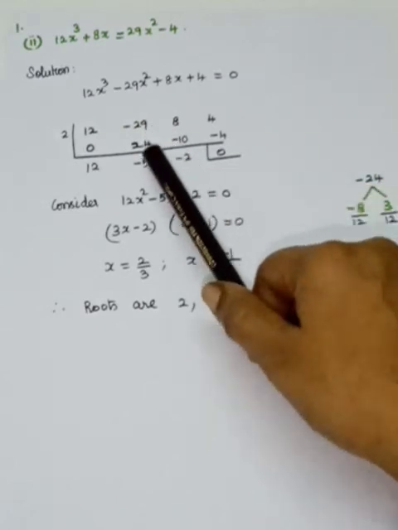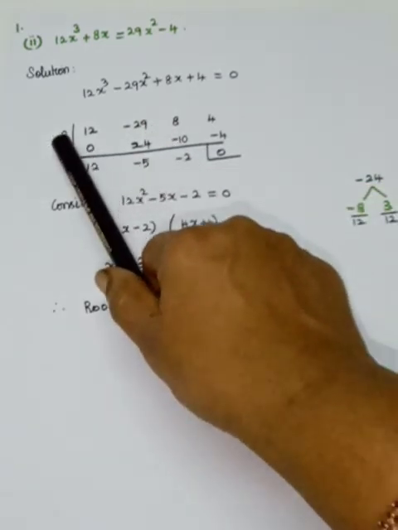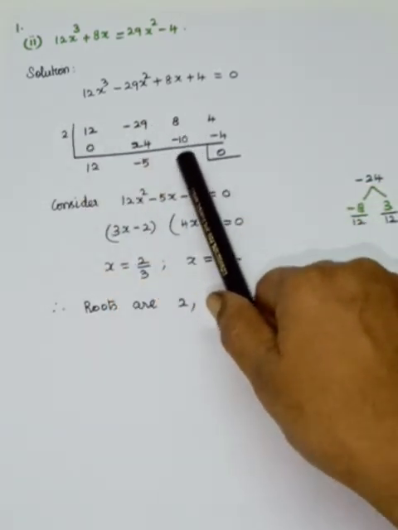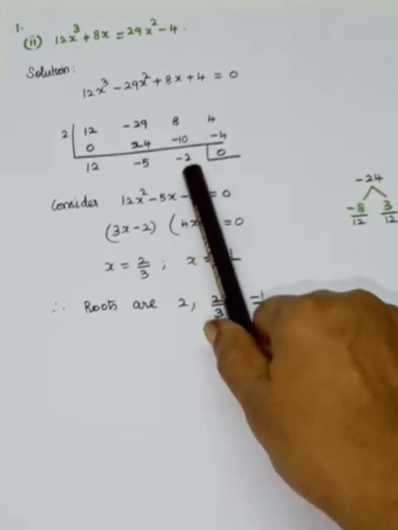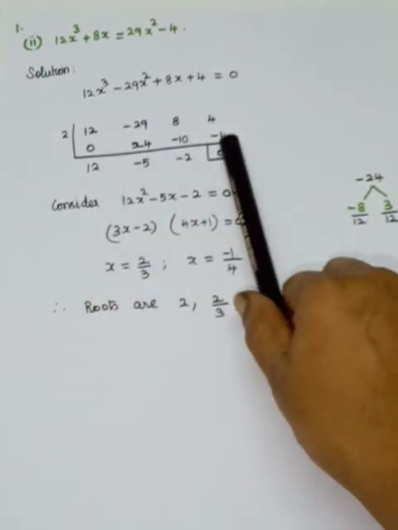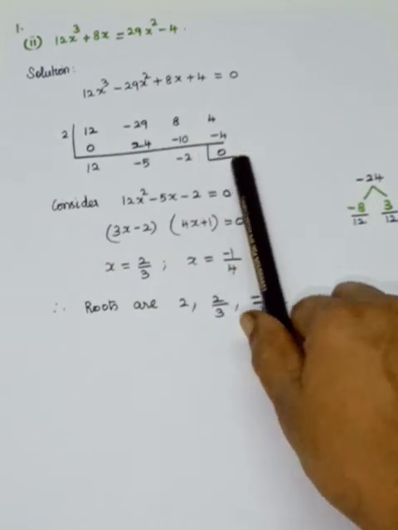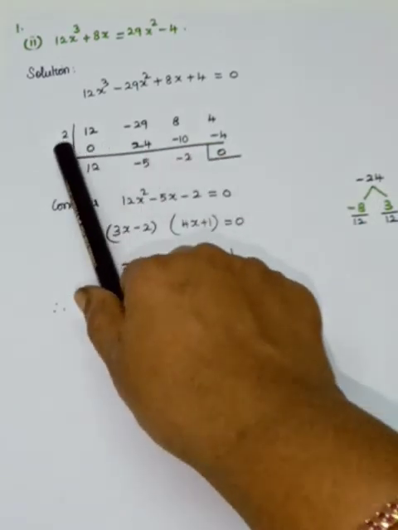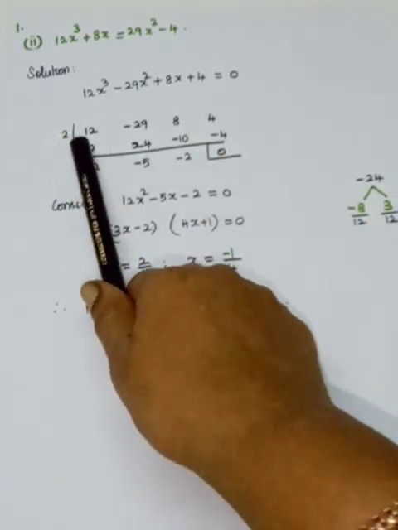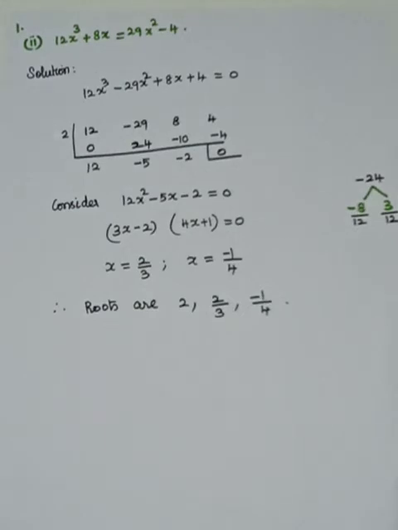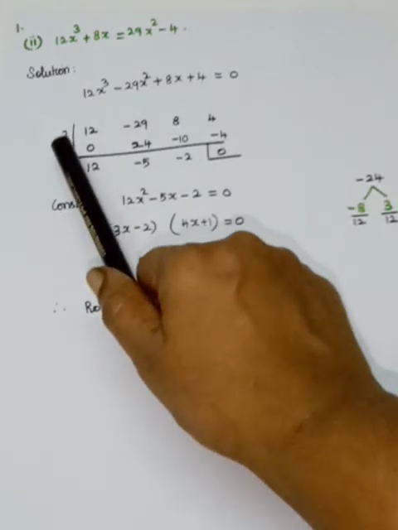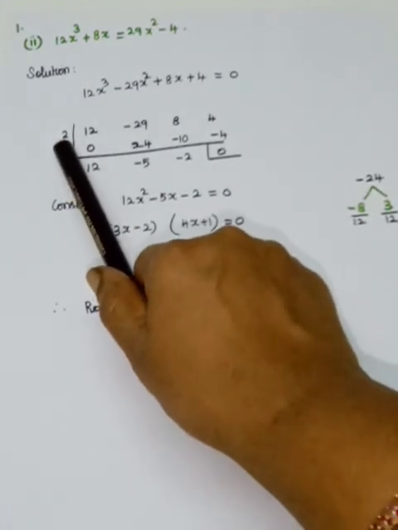So when you add these two, it is minus 5. Minus 5 into 2 is minus 10. If you add these two, it is minus 2. Minus 2 into 2 is minus 4. So the answer is 0 here. So x equal to 2 is the root of the equation. That is, x equal to 2 satisfies the equation. So x equal to 2 is the root and the solution of the equation. So for the cubic equation, we have found one root.